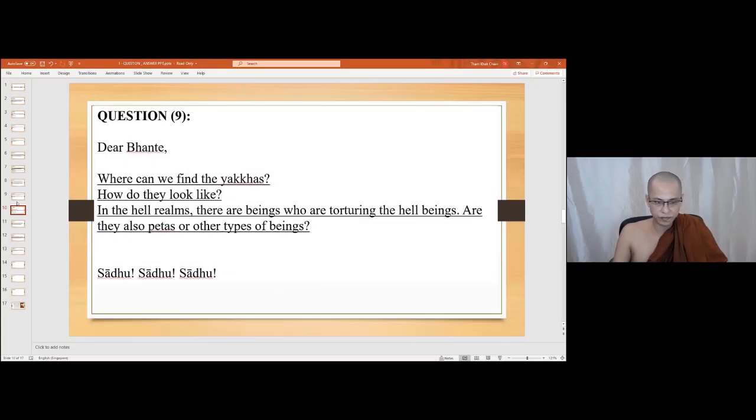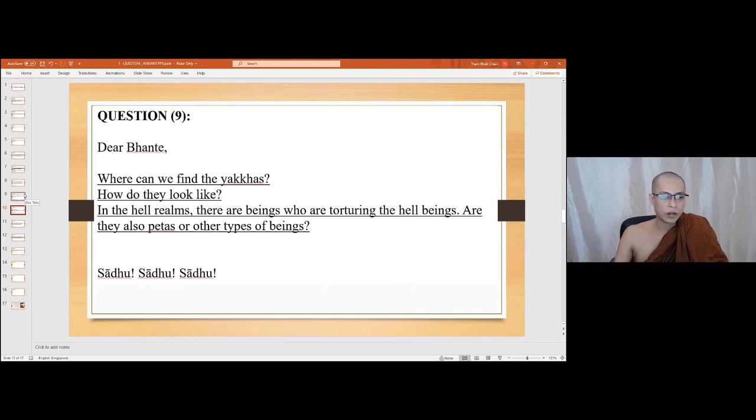Where can we find the yakkhas? How do they look? Yakkhas are not beautiful. Hungry ghosts sometimes. And sometimes they can disguise themselves in the form of beautiful humans or beautiful devas. Because the yakkhas, as I said, can be of different kinds. Some are not powerful, so they cannot change their form. Some are powerful, they can change their form.